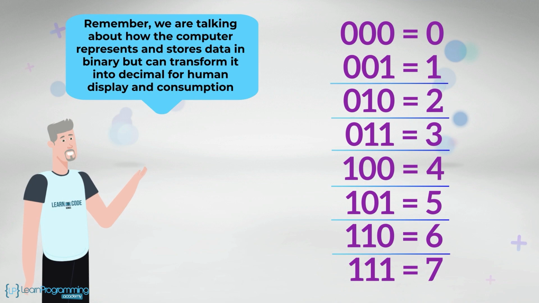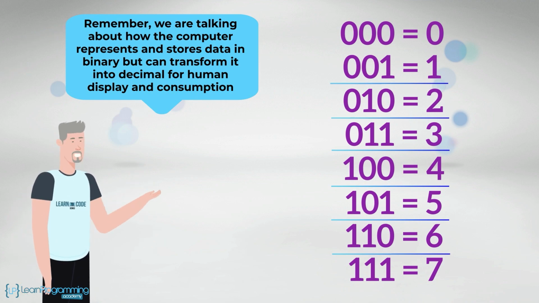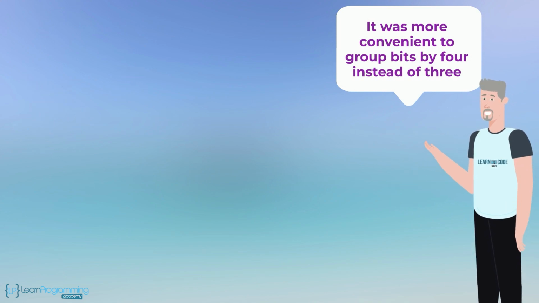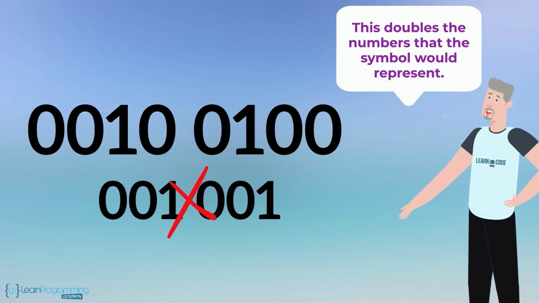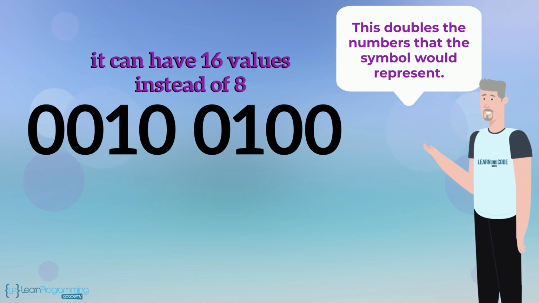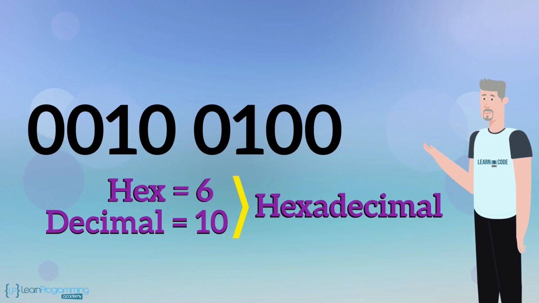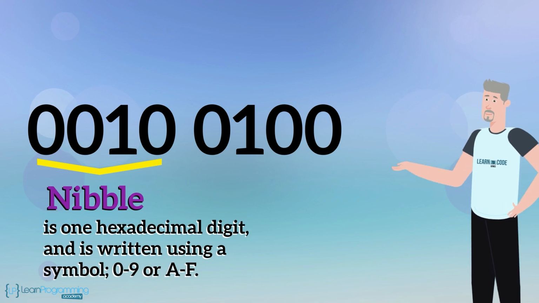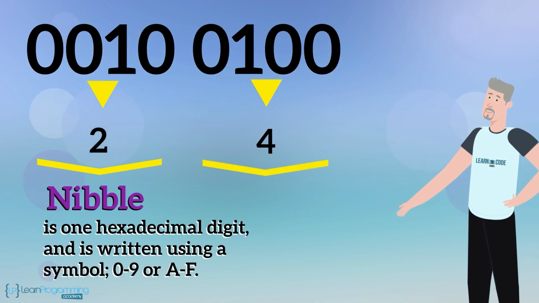Remember, we're talking about how the computer represents and stores data in binary, but can transform it into decimal for human display and consumption. Moving on, as computers got bigger, it was more convenient to group bits by 4 instead of 3. This doubles the numbers that the symbol would represent. It could have 16 values instead of 8. Hex equals 6 and decimal equals 10, so it's called hexadecimal. 4 bits is called a nibble. A nibble is 1 hexadecimal digit and is written using a symbol 0 to 9 or A to F.